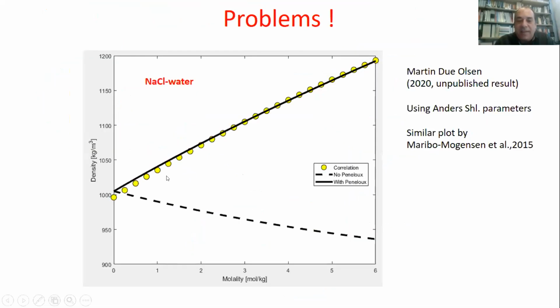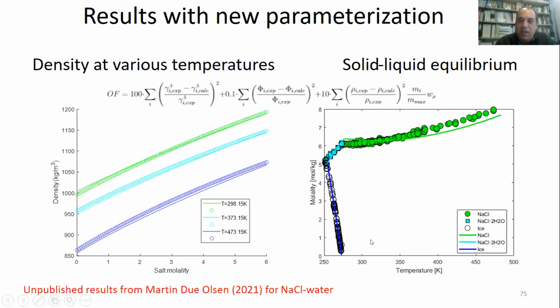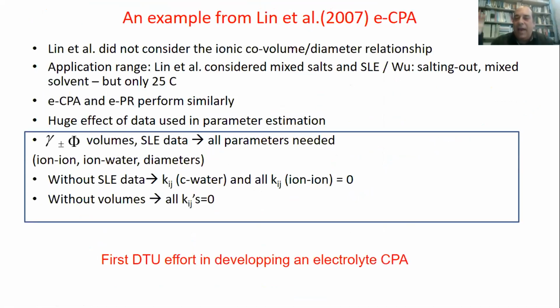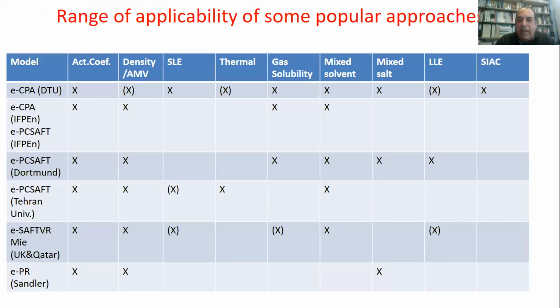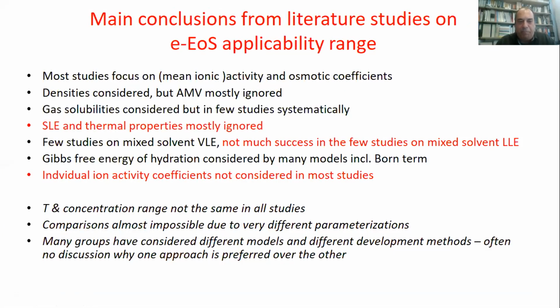We had not included density in the electrolyte CPA, and we could not even get the density for sodium chloride water. We recently included the density, and we are able to get the density and also the solid-liquid equilibria. Which parameters and which properties you include are so much connected in thermodynamic models. And this was also shown from the work of Lee and all in 2007. And when I look at different models over the last years, I see, for example, that thermal properties and SLE are largely ignored. But of course, all these models are under continuous development.